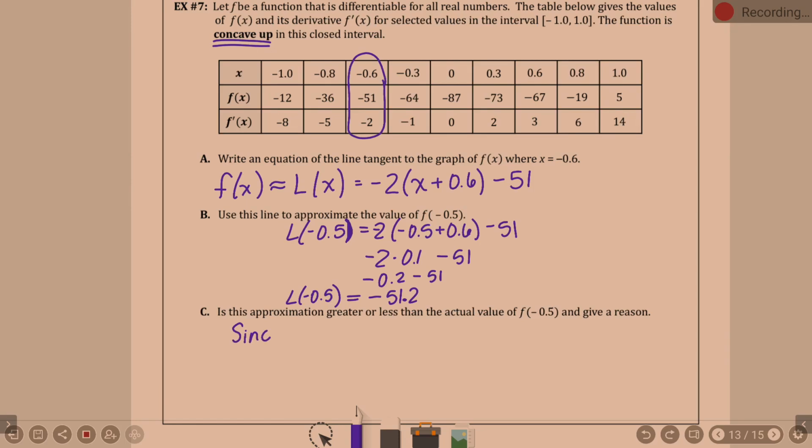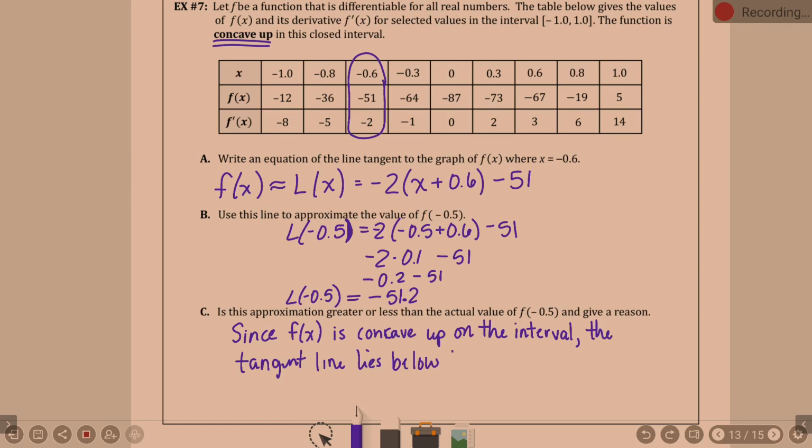Since f of x is concave up on the interval, the tangent line lies below the curve. So the approximation is less than the actual value.